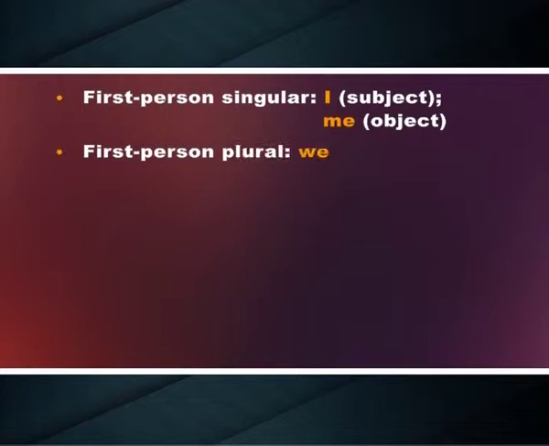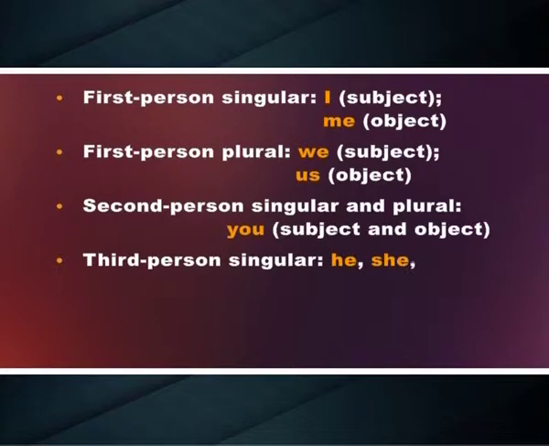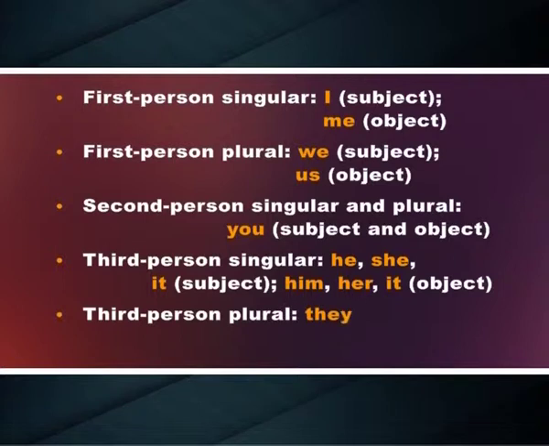In English grammar, a personal pronoun is a pronoun that refers to a particular group, or a person or thing. Like all pronouns, personal pronouns can take the place of nouns and noun phrases. These are the personal pronouns in English. First person singular: I, subject; me, object. First person plural: we, subject; us, object. Second person singular and plural: you, subject and object. Third person singular: he, she, it, subject; him, her, it, object. Third person plural: they, subject; them, object.